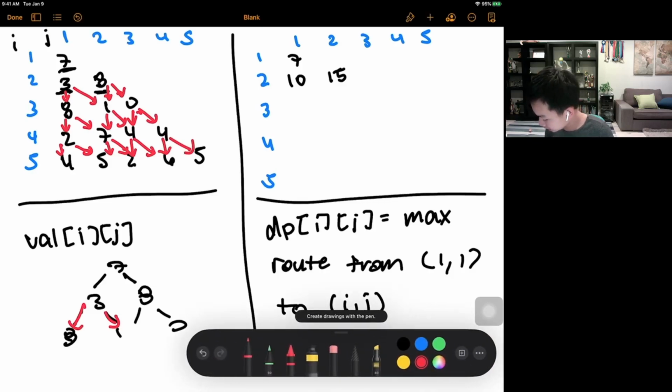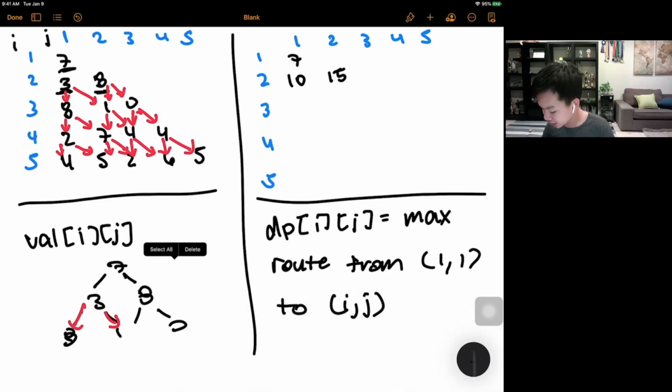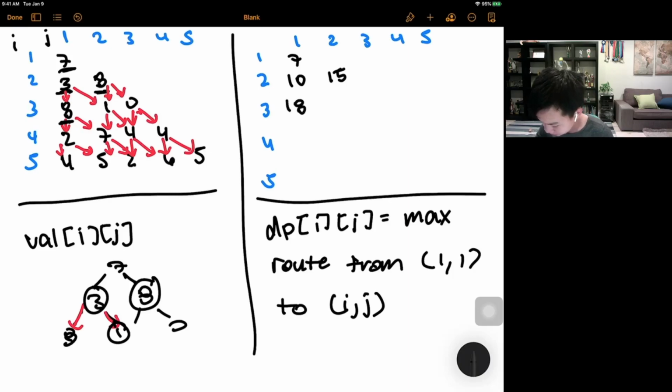Now that you know that, you can see that dp of ij is equal to the dp of its parents plus your current value. For example, since 8 only has one parent, which is 3, it would be equal to 10 plus 8, which is 18.